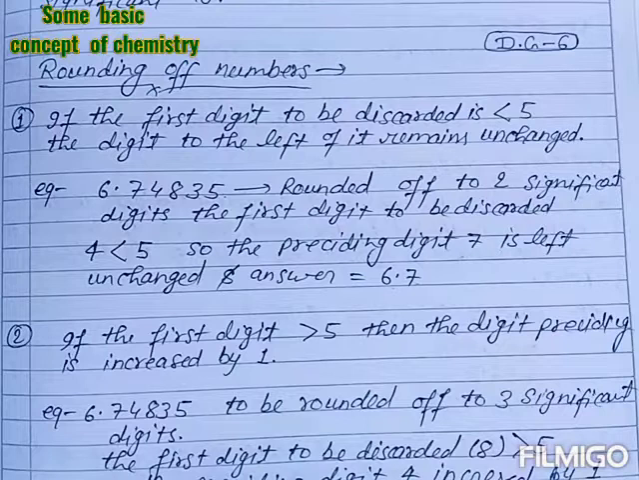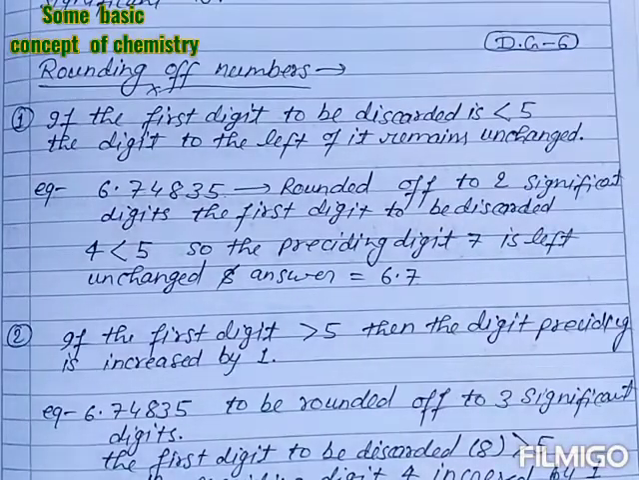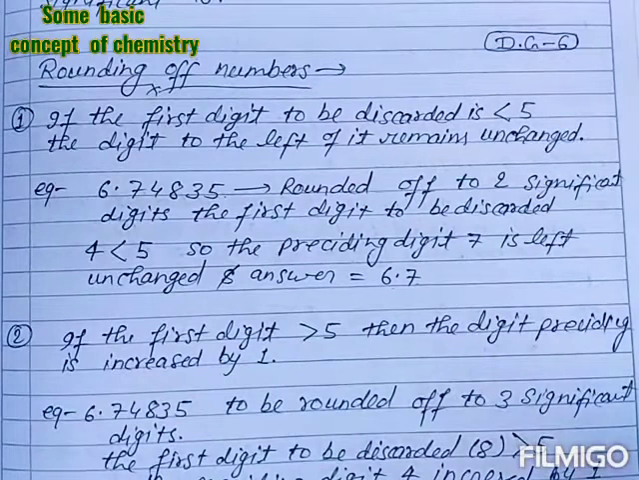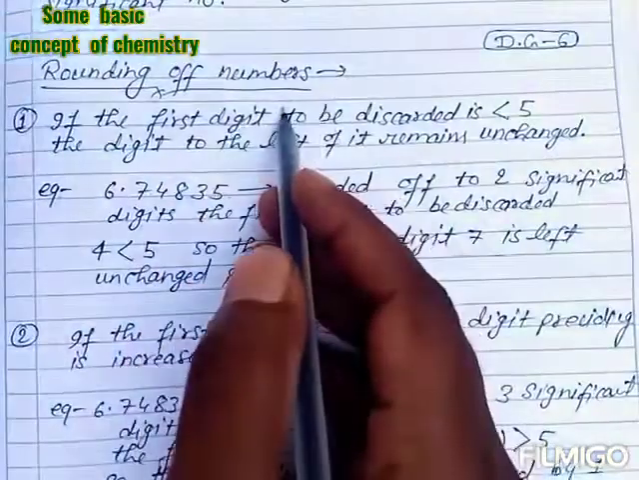Today we are going to continue our chapter, Some Basic Concepts of Chemistry, lecture 6. We are discussing the rounding of numbers. This is a major problem for most students. How can we calculate it? We are going to discuss this in an easy way. So, rounding of numbers.